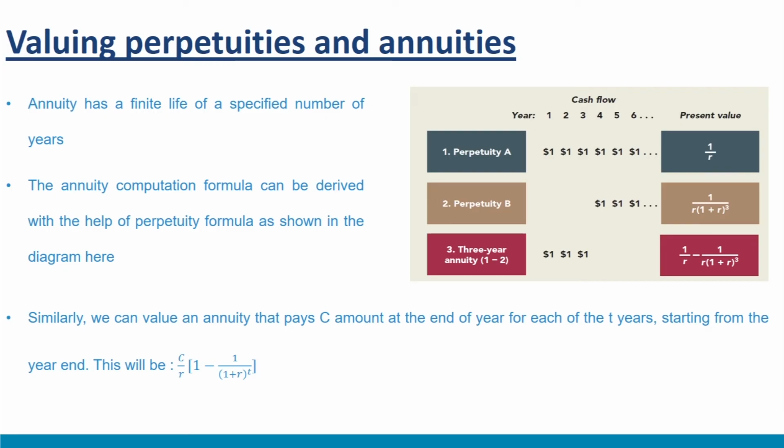The difference between these cash flows, that is 1 upon R minus 1 upon R into 1 plus R raised to the power 3, is essentially the value of a 3-year annuity that pays $1 at the end of years 1, 2 and 3. Similarly, we can value an annuity that pays C amount at the end of the year for each of the T years starting from the year end. This will be C by R, bracket open, 1 minus 1 upon 1 plus R raised to the power T, bracket closed.